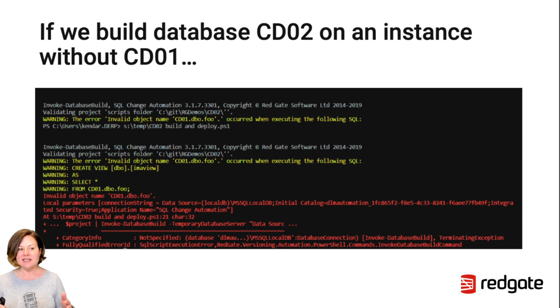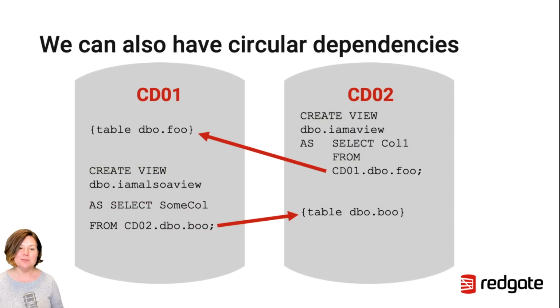SQL Server is going to say, that is an invalid object. I failed to create that view. And then the build is going to say, I couldn't create these things successfully. This is a problem. If I want to build the CDO2 database successfully, I need to make sure that we can validate that those dependencies are there.